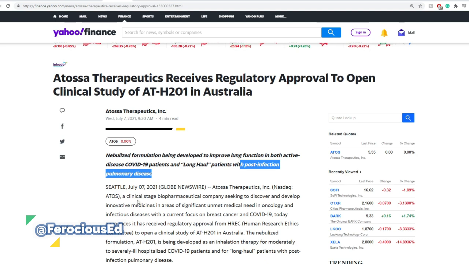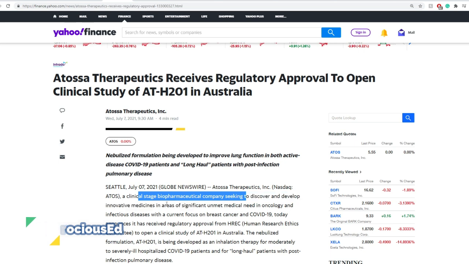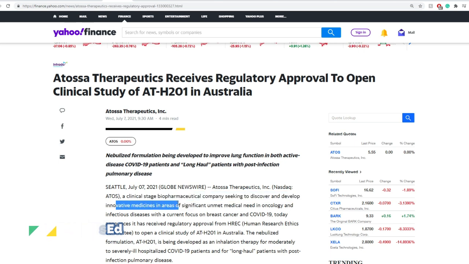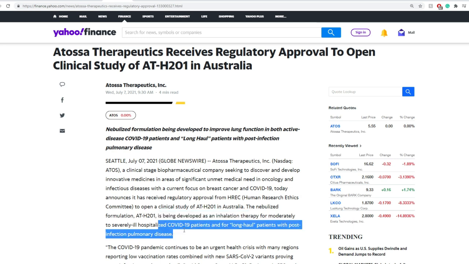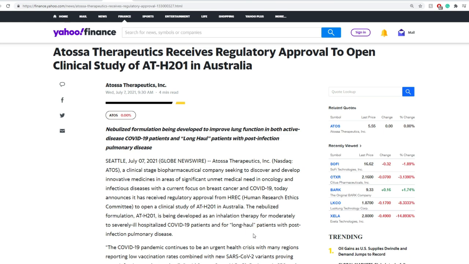The company itself is a clinical stage biopharmaceutical company seeking to discover and develop innovative medicines in areas of significant and unmet medical need for oncology and infectious diseases with a current focus on breast cancers and COVID-19. They received regulatory approval from the Human Research Ethics Committee to open a clinical study of ATH201 in Australia. The nebulized formulation ATH201 is being developed as an inhalation therapy for moderately and severely ill hospitalized COVID-19 patients and for the long-haul patients with post-infection pulmonary diseases.